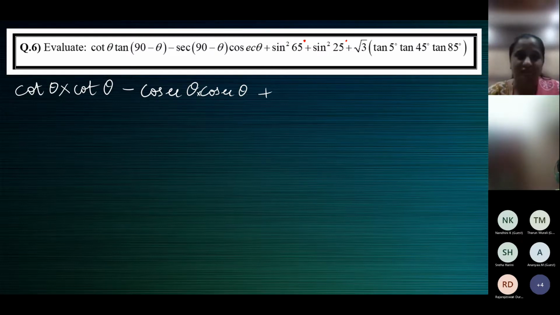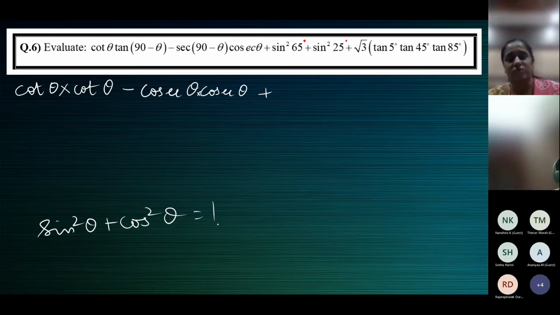Sine 65 has a value. From the table, we cannot get it because it's not a standard angle. So you have to do something else. So sine square 65 plus sine square 25 we have. Now children, we know that sine square theta plus cos square theta is 1.